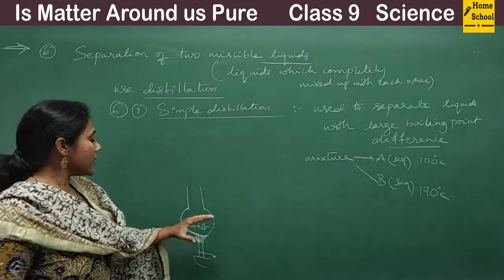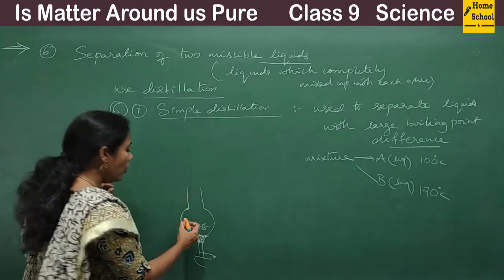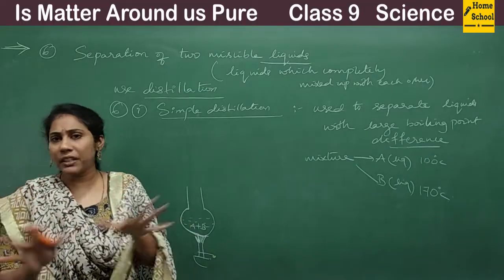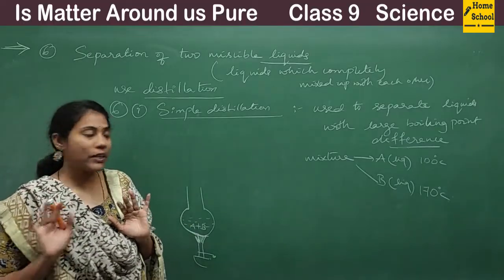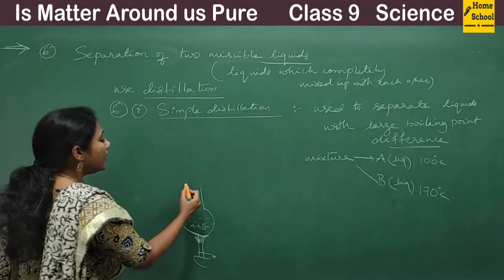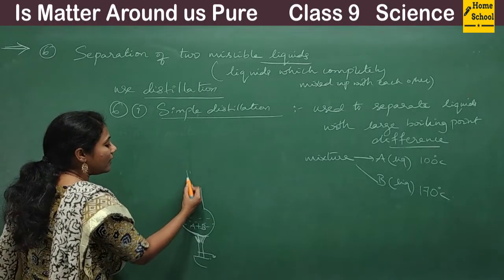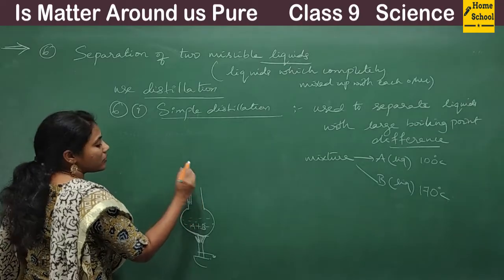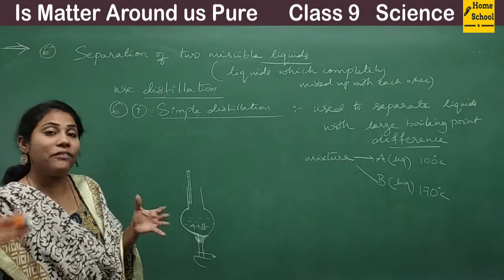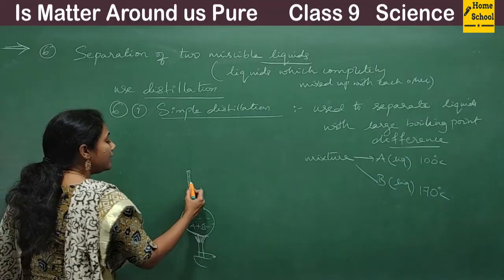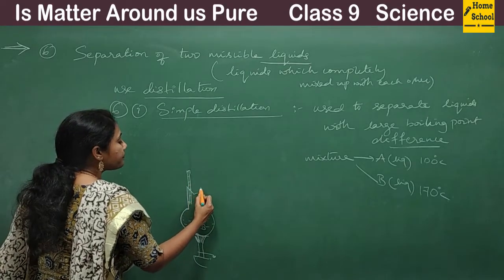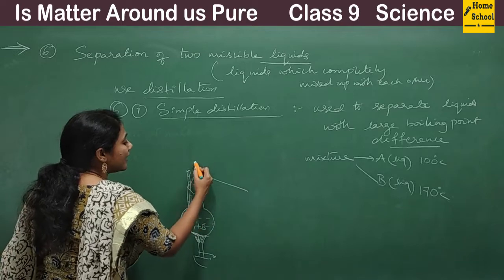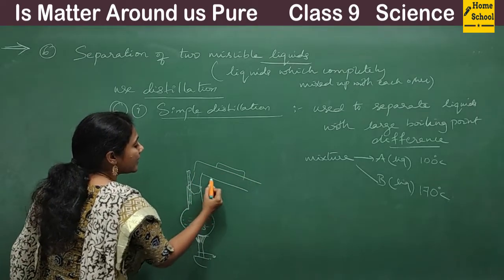I want to separate A from B. Both have been completely mixed up with each other. Okay, fine. So here I will introduce a thermometer. You will have a thermometer because you need to check the temperature every now and then. And this is also connected to a condenser. Okay, so there is a condenser here.